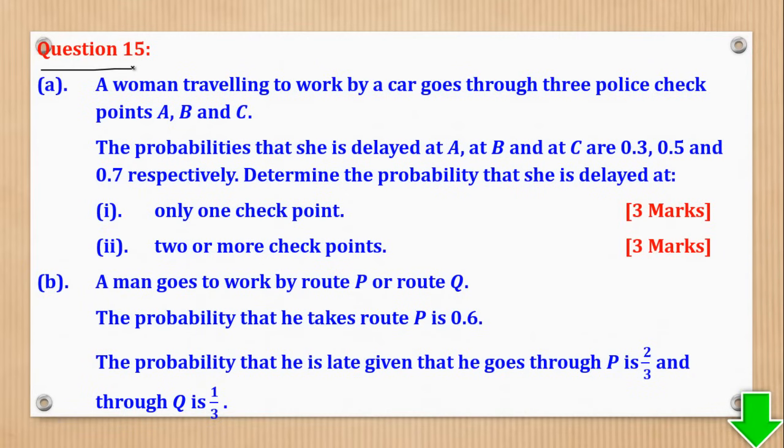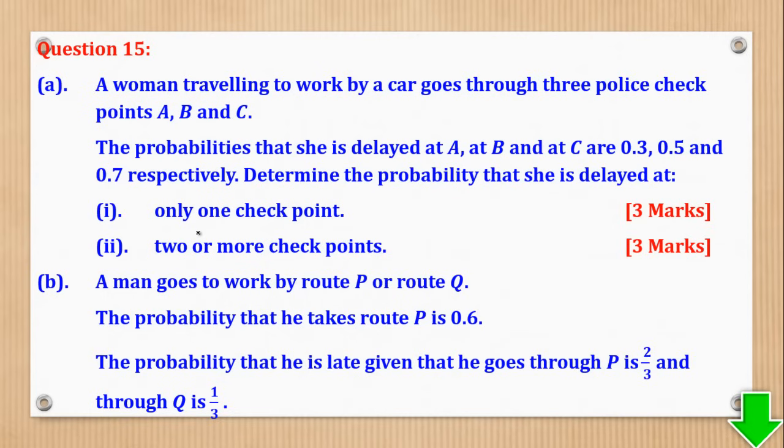So now we shall go to question 15. Question 15 comes from probability still, under the topic of probability theory. It says, a woman traveling to work by car goes through three police checkpoints, A, B, and C. The probabilities that she is delayed at A, at B, and at C are these ones, respectively. Determine the probability that she is delayed at only one checkpoint and two or more checkpoints.